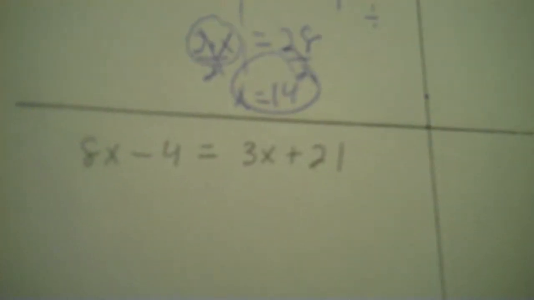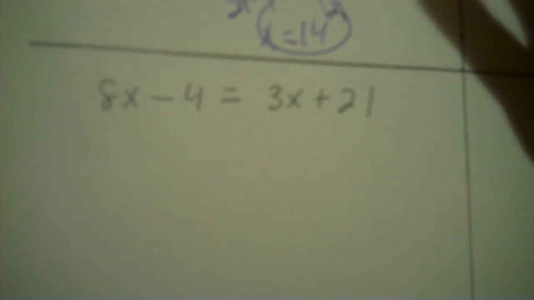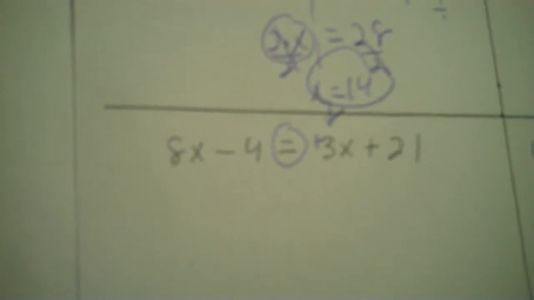Okay, x is, again, there's no parentheses. But you have two different x's. This time the x's are on opposite sides. So if they're on opposite sides, you pick one to get rid of. It doesn't matter. We'll go with 3. So it's a positive 3, so you'd minus 3x to take that to 0, and then minus 3x from 8x. So 5x minus 4 equals 21.